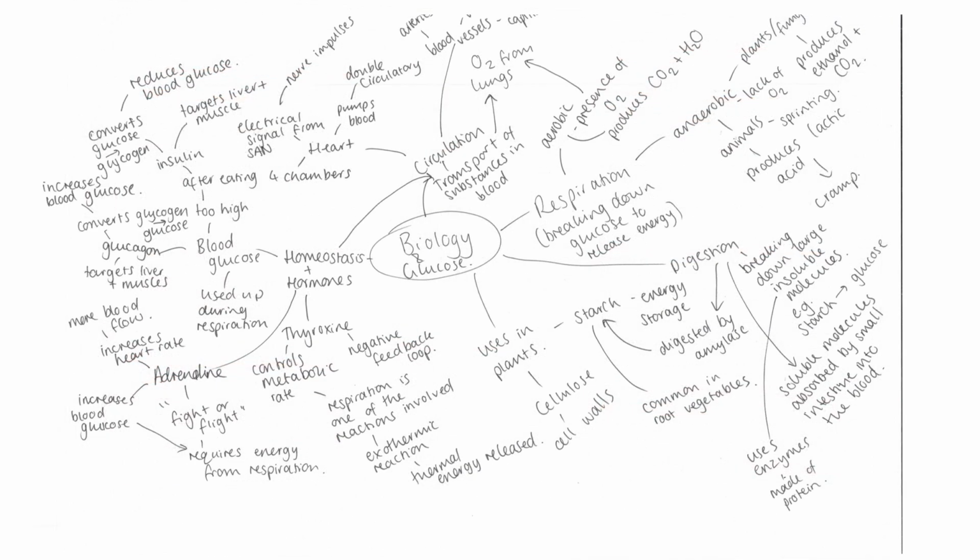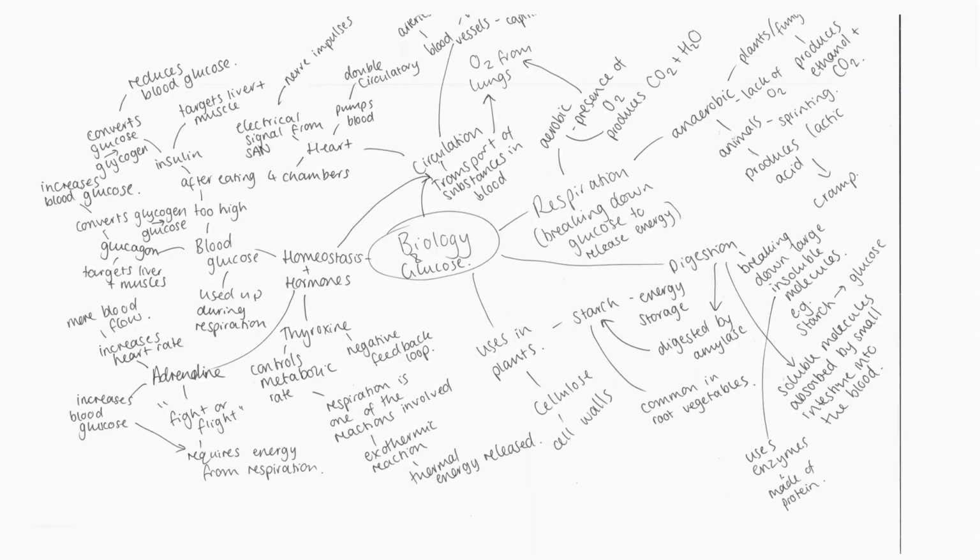This is an example from the science department looking at biology GCSE. And this one really focuses on layers of meaning and making those connections between different areas to show how the different ideas come together to make one cohesive body of knowledge.